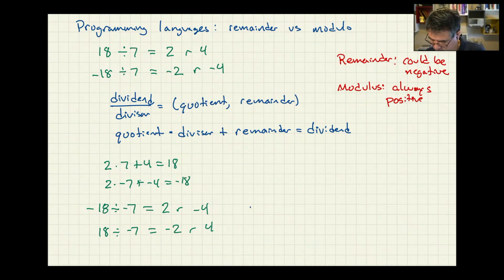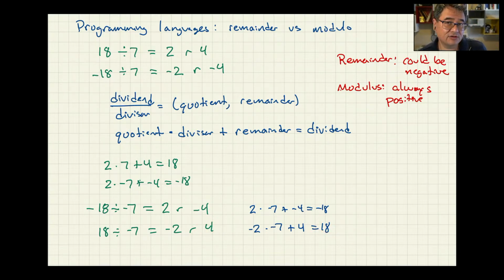So we've got 2 times negative 7, which gives us negative 14, plus negative 4. Oh, I got that incorrect. No, that's right. 2 times negative 7 plus negative 4 gives us negative 18, and so that's the remainder. And then over here, we've got negative 2 times negative 7, which gives us 14, plus 4 gives us 18. Okay? So the remainders are always going to be negative.